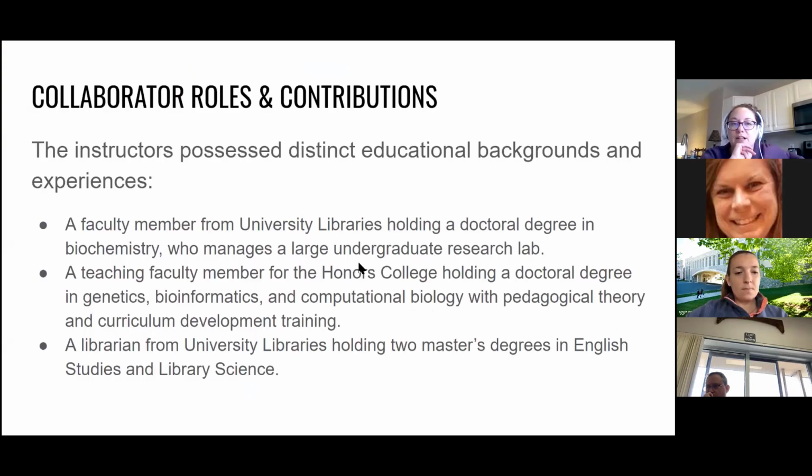So thinking about the different collaborator roles and contributions in this project, as we mentioned in the introductions, Anne is the faculty member from University Libraries with a doctoral degree in biochemistry. And then who's not here speaking with us, but who is a key part, is Dr. Stephanie Lewis, and she's with the Honors College. She also has a doctoral degree in genetics, bioinformatics, and computational biology. And then me, Amanda, I am with University Libraries as the undergraduate research librarian, and I also have 2 master's degrees, one in English studies and one in library science. So as you can see, our backgrounds and experiences are very different.